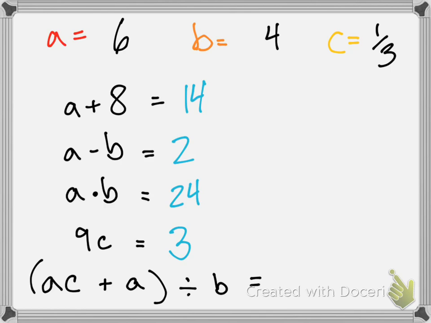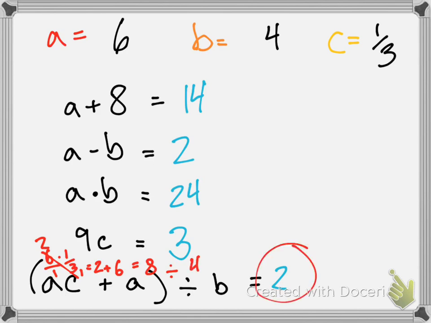We're getting a lot of 2's. Let's see when we go back and fill it in. A times C is 6 times 1/3. If I cross cancel, they both have a 3 in common. That means I get 2. 2 plus A, which is 6, equals 8. Then I'm dividing it by B, which is 4, and I get 2.